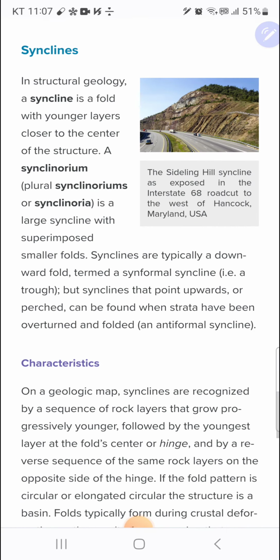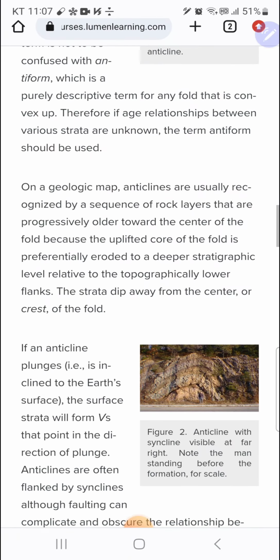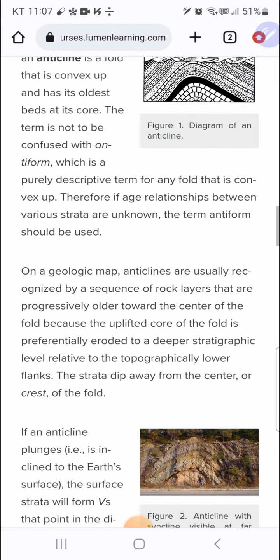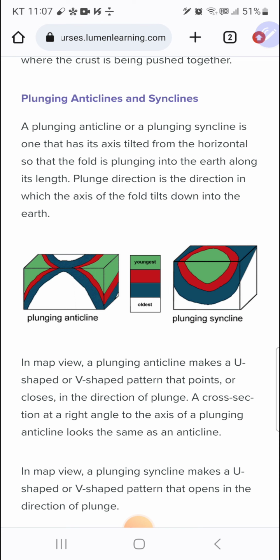I think this article is a very basic primer, and to me it's difficult. I wish to have some kind of 3D video explanations, then I would understand the domes, antiforms, anticlines, synclines, plunge, axis, center point, concentric, a bullseye pattern, U shape, V shape, V's, and so on.